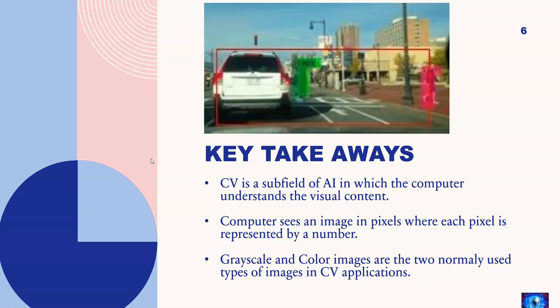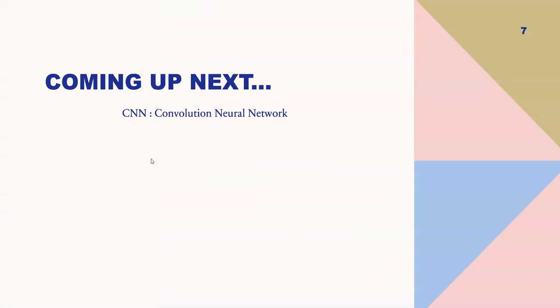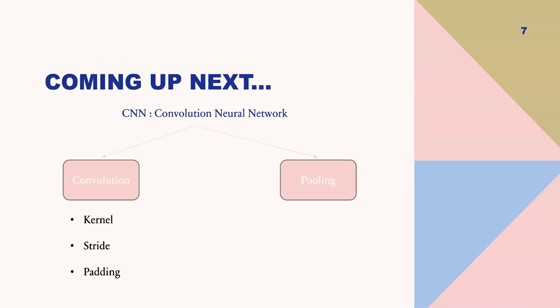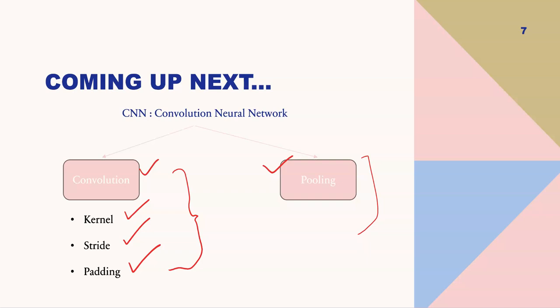In the next video, we are going to see what a convolutional neural network is and how it is better than a multi-layer perceptron. I'll give you a glimpse. A convolutional neural network has basically 2 components. One is the convolution, another is pooling. In convolution, we have kernels, we have strides, and we have padding. We will discuss each one of them in detail. Trust me, if you have understood convolutional neural networks, you have already surpassed the halfway point in understanding the foundation of computer vision.